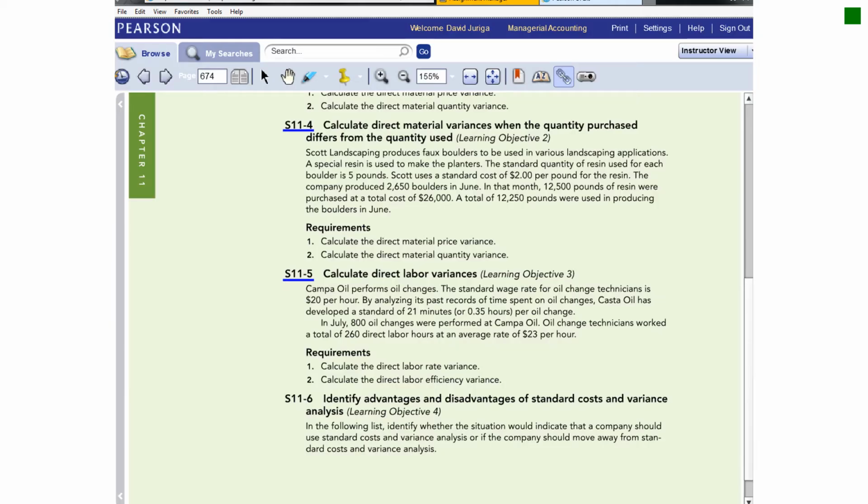Okay, so this illustration is going to be for short exercise 11-4. And you'll note this is going to be for direct material variances when the quantity purchased is different than the quantity that was used. So in this case, the direct material we're going to be looking at is a special resin. You'll note that there's a special resin that's used to make these planters. That's going to be the material.